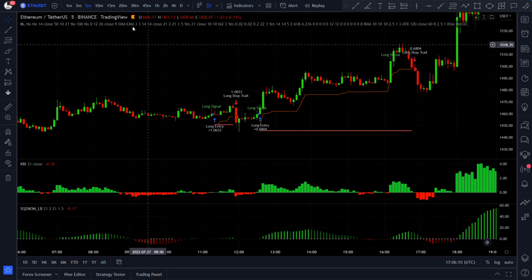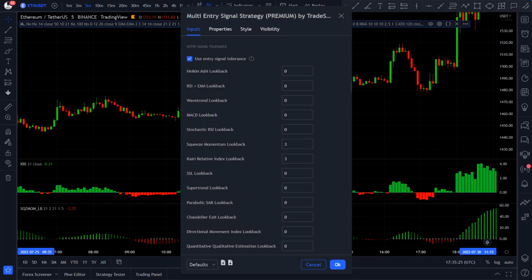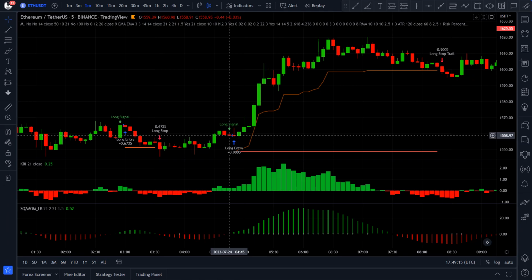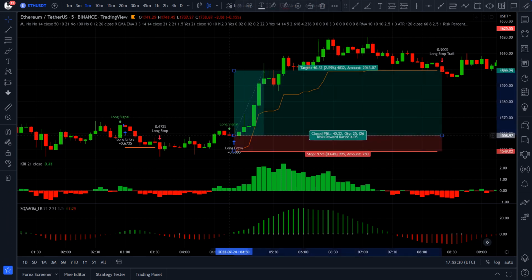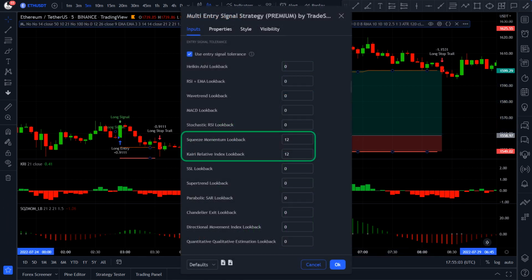So to solve this problem, in our multi-entry script we have an entry signal tolerance. This function is very simple. Here we can set how many candles of tolerance we allow for the entry signals to have between each other. Let's say, for example, I set the Chi-relative index and the squeeze momentum's tolerance both to 3. Now if we take a look at the chart, here you can see that both of the entry signals gave an entry signal for a long position, just 3 candles apart. But as I set the candle tolerance to 3, the strategy enters into a long position. I found 12 candles of tolerance to be the best with this optimization, so we are going to use that.